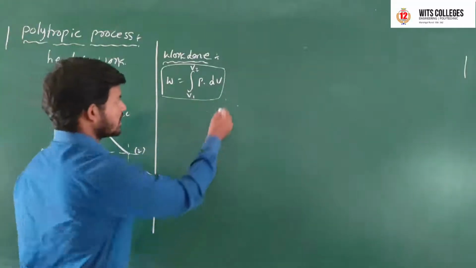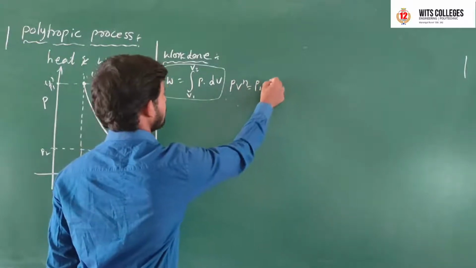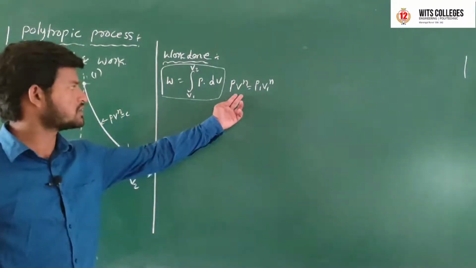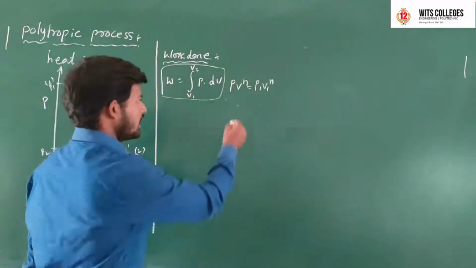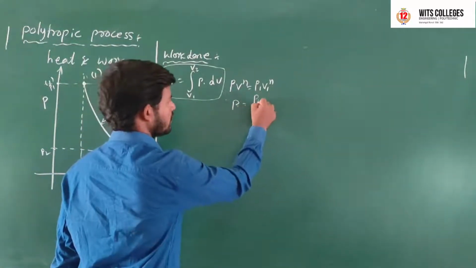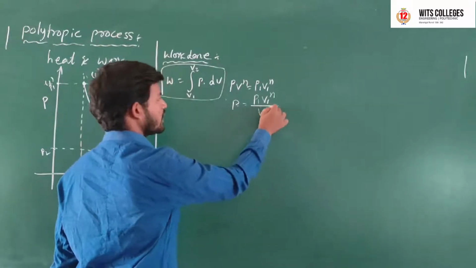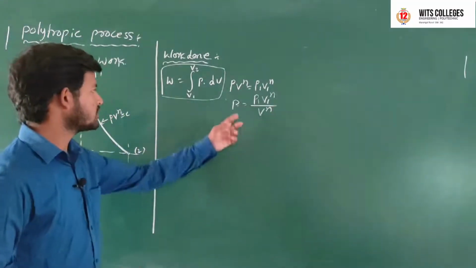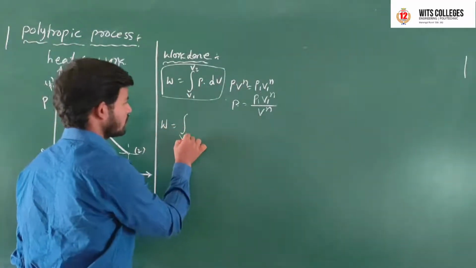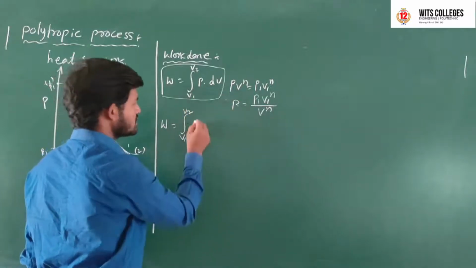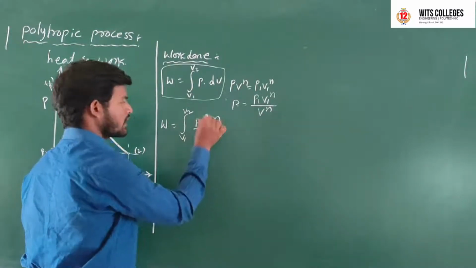Here I will take PV to the power of n equals P1 V1 to the power of n. In the first case I take PV to the power of n, and in the second case I take P1 V1 to the power of n. Here P equals P1 V1 to the power of n divided by V to the power of n. Here substitute the P value in this equation. W equals integration from V1 to V2, and the P value is P1 V1 to the power of n by V to the power of n.